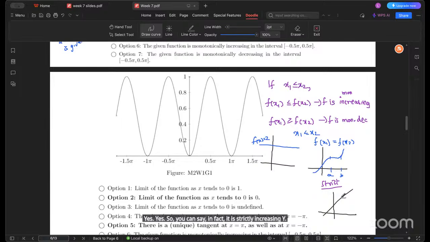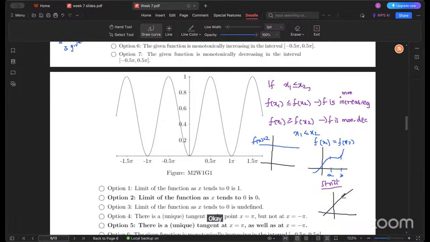Why? Can there be two values for which the square root is the same? No. That's why I asked the domain. You are looking only at x greater than 0. So in that case, you are looking only at values which are constantly increasing and there is no equal to sign. In that case, it is strictly increasing, in fact.